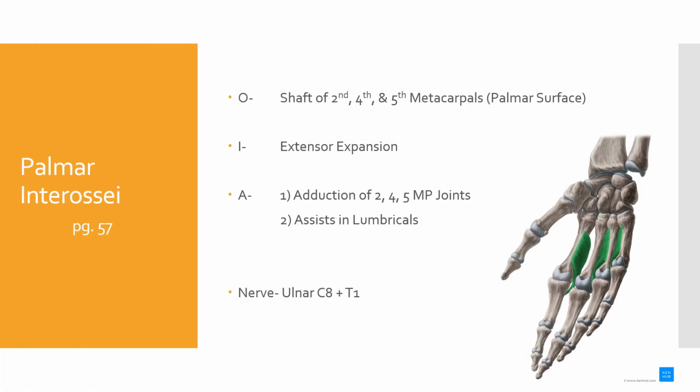Palmar interossei, origin, shaft of second, fourth, and fifth metacarpals on the palmar surface. Insertion, extensor expansion. Actions include adduction of 2, 4, 5 MP joints, and it also assists in lumbricals.